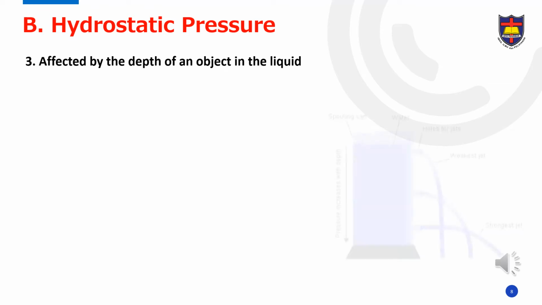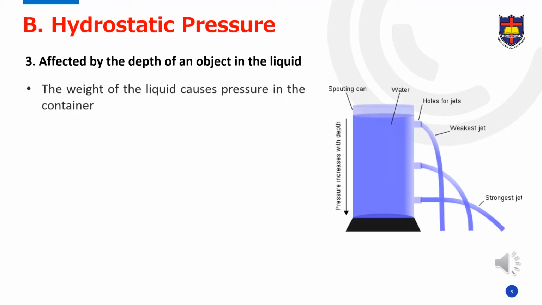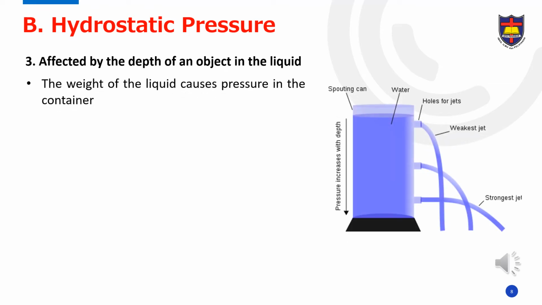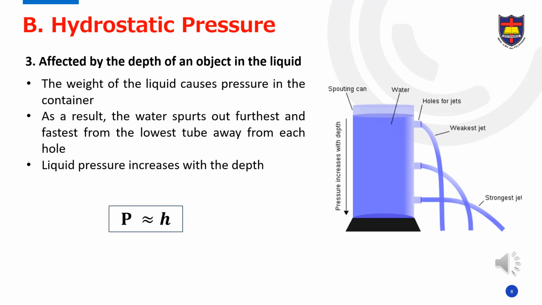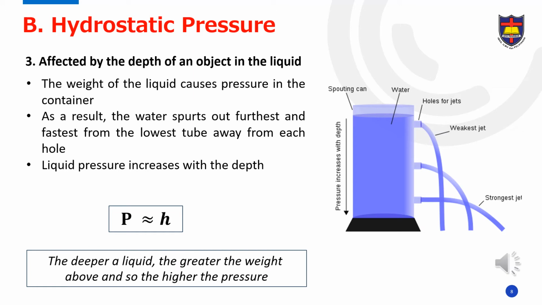The weight of the liquid causes a pressure in the container. As a result, the water spurts out furthest and fastest from the lowest hole. This shows the liquid pressure increases with the depth. In other words, we can say the greater the depth of liquid, the greater the weight above, and so the higher the pressure.